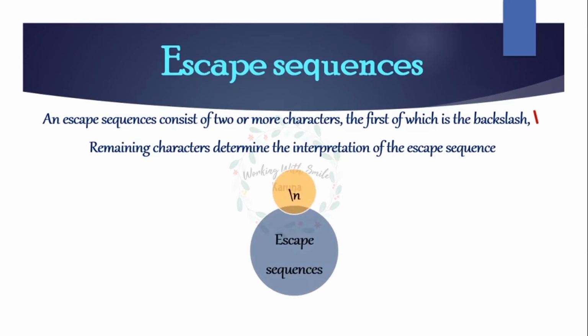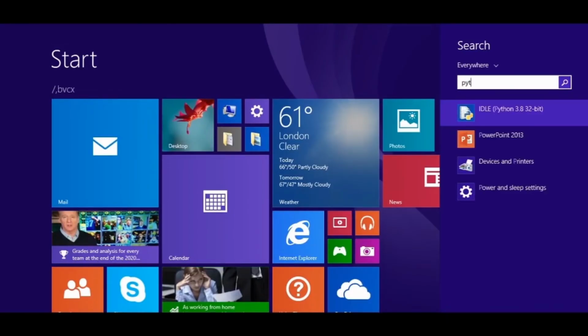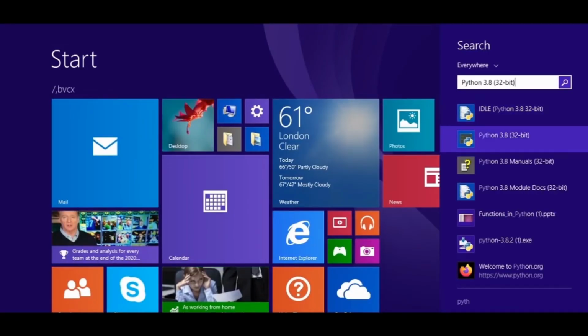This is \n, which is for new line, \t for tab or multiple spaces, \a for an alarm or a bell, \r for carriage return, \b for backspace, \' for displaying single quotes on the screen, and \" for displaying double quotes on the screen. Now let's see how they can be used in our Python programs. I'm using command line Python here.